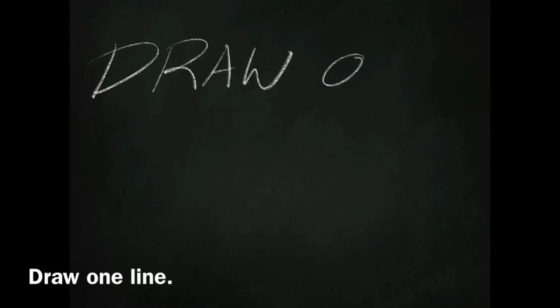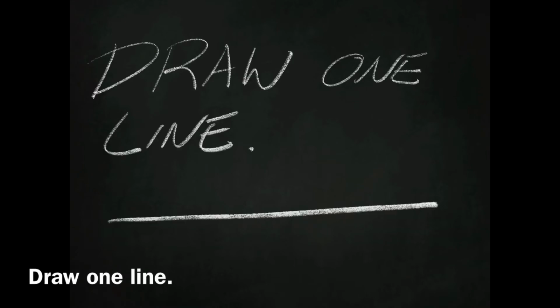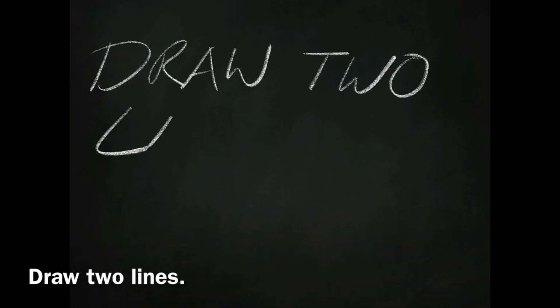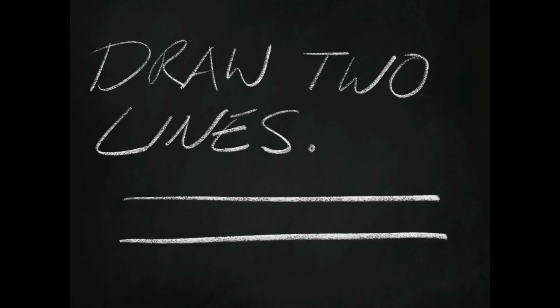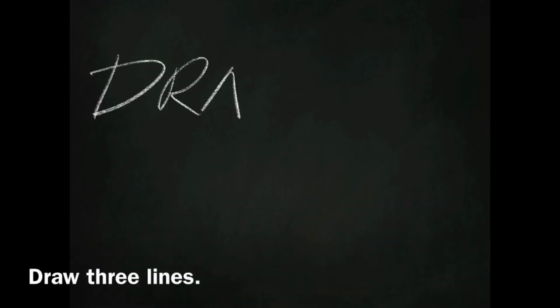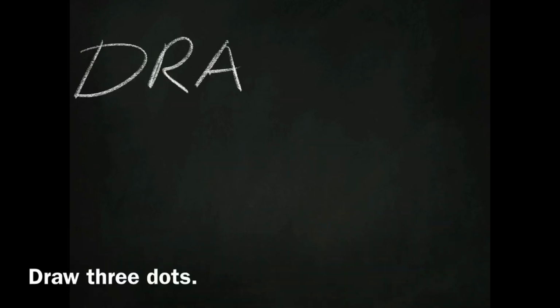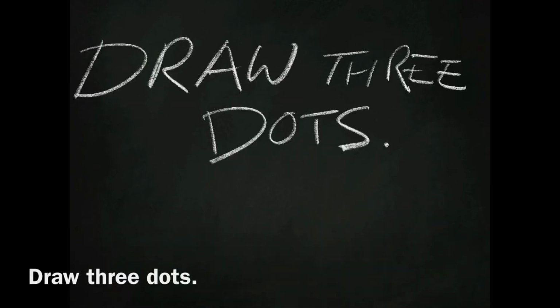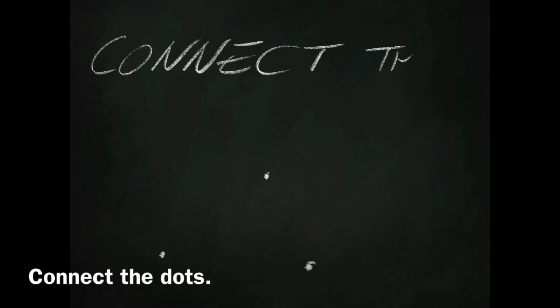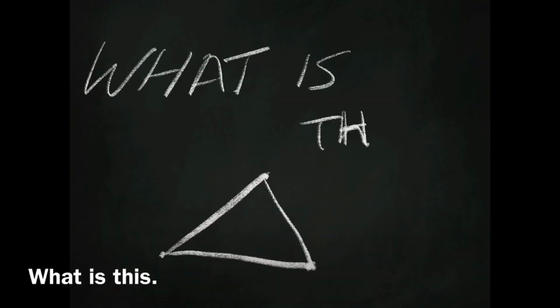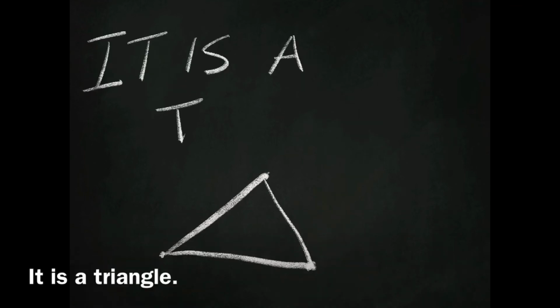Draw a line. Draw one line. Draw two lines. Draw three lines. Draw three dots. Connect the dots. What is this? It's a triangle.